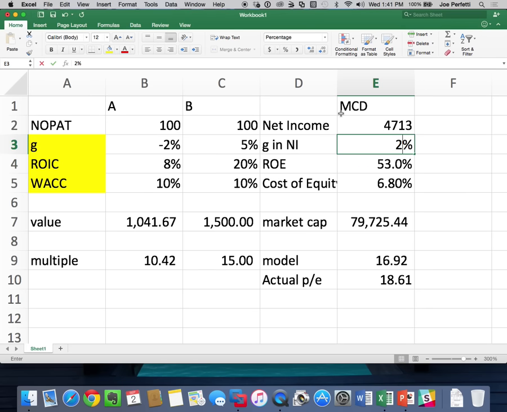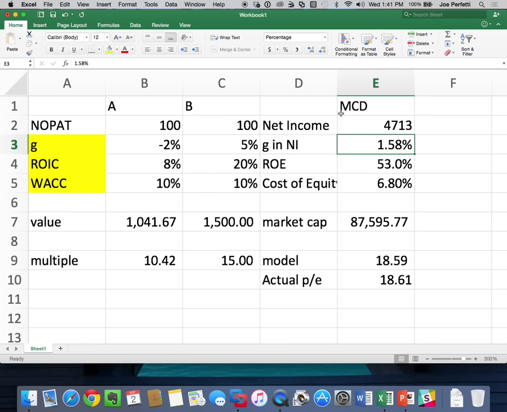What about 2%? So it's somewhere between 1 and 2. How about 1.5? How about 1.6? 1.55? 1.57. I'm getting close. Somewhere around there.